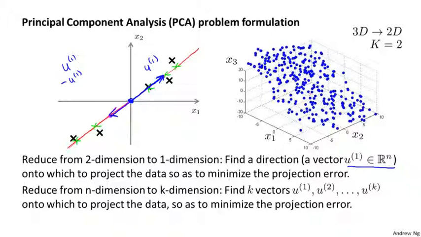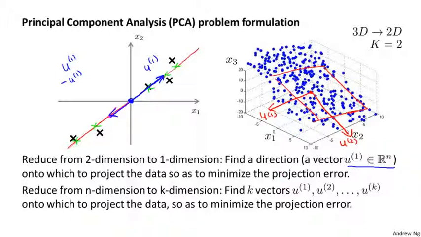I'm going to find a pair of vectors. Starting from the origin, here's u1, and here's my second vector, u2, and together these two vectors define a plane, or a 2D surface, right? Kind of like this sort of 2D surface onto which I'm going to project my data.